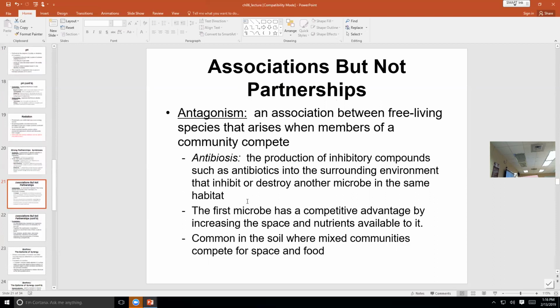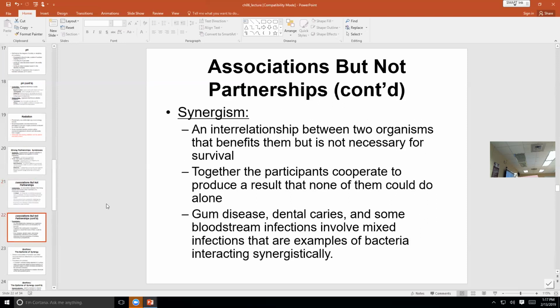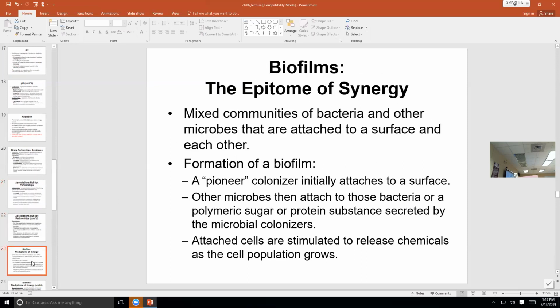Antagonism means what? Working against, but antibiosis means producing things that would really hurt something else. So Penicillium is a mold that produces penicillin, which we know is an antimicrobial, isn't it? It works against some bacteria. It actually destroys some bacteria. So we understand that. Synergies.